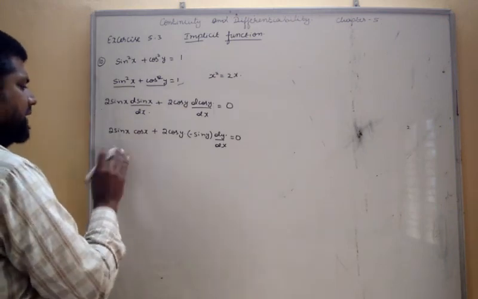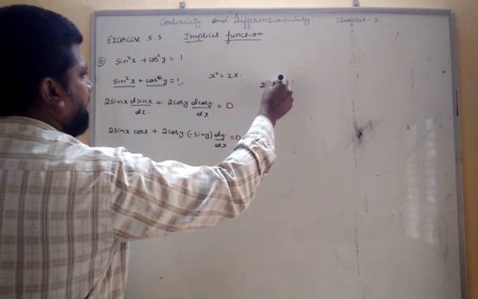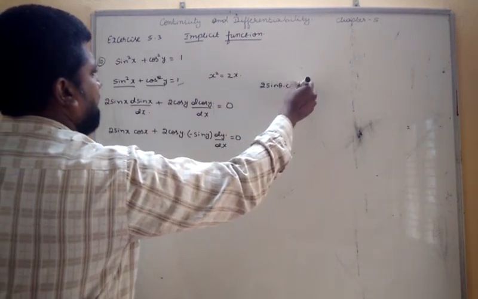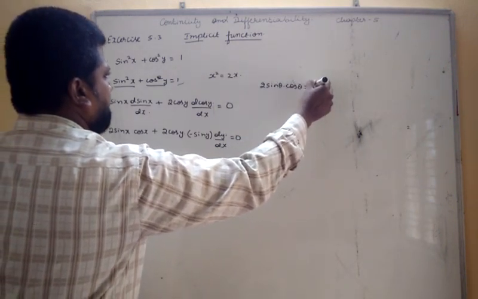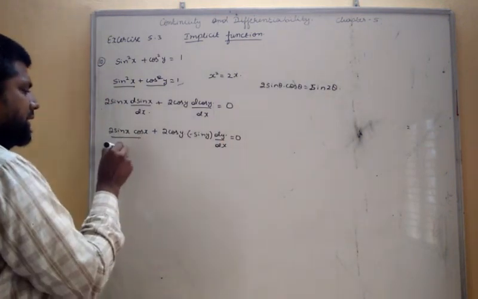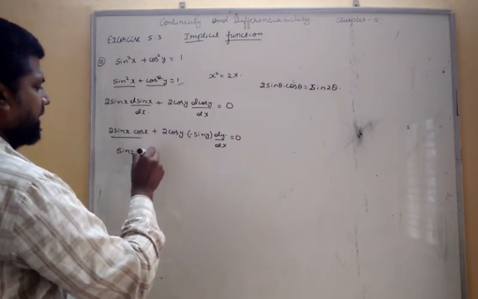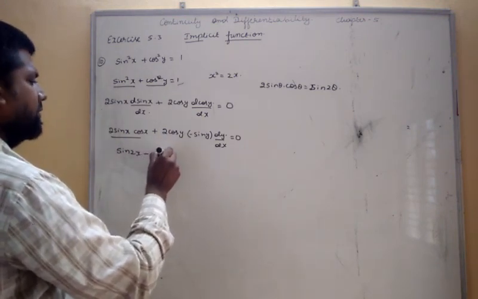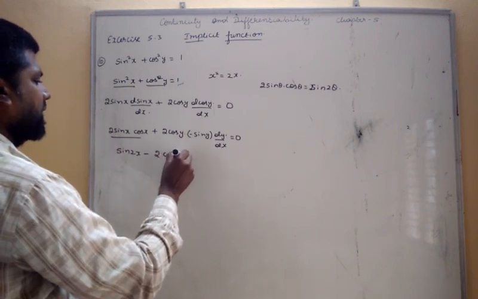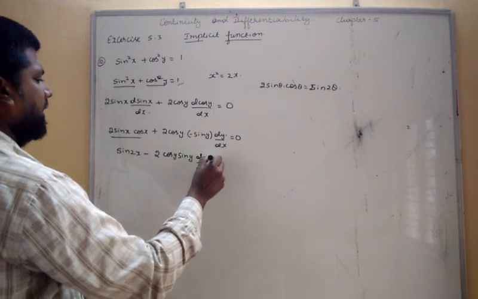Then 2 sin x cos x, 2 sin theta into cos theta can be written as sin 2 theta. So here we can write sin 2x. So plus into minus 2 cos y into sin y dy by dx is equal to 0.